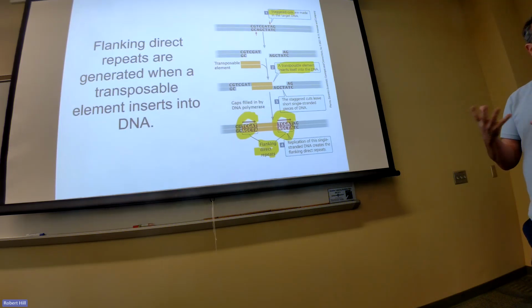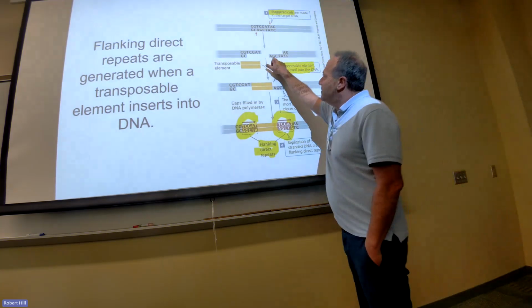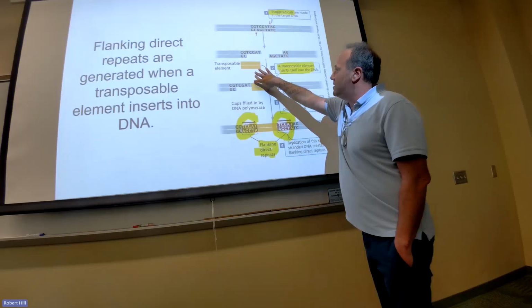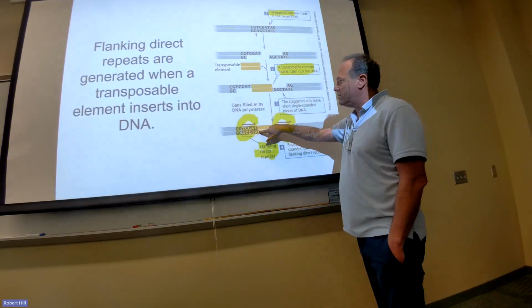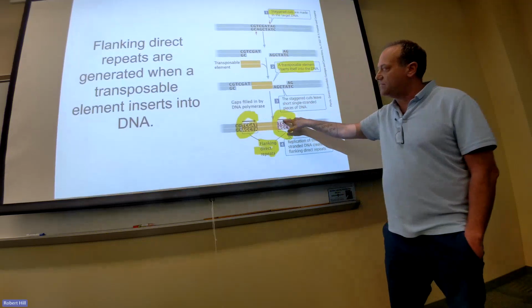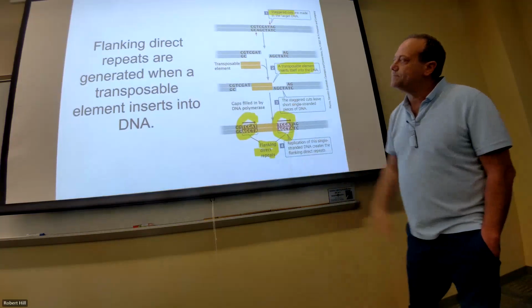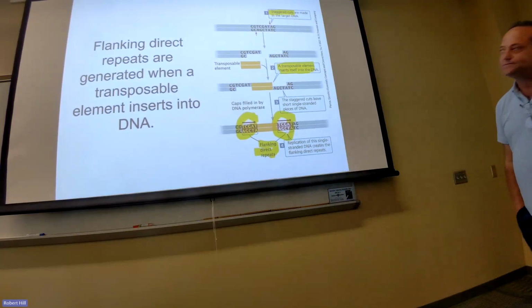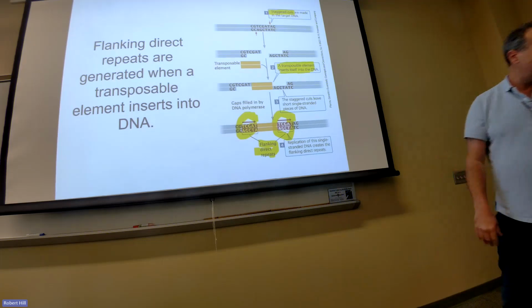So if it's cut in a staggered orientation, you're producing these sticky ends that they're called, right? You have overhangs. And when this thing comes in, there's going to be gaps. And when DNA polymerase goes in to fill it, it's going to do so. So you have these flanking repeating sequences, because they're flanking the transposable element. This is something that's consistently seen when transposons move within the genome. They'll move and they'll be flanked by these repeating sequences. All these flanking direct repeats.